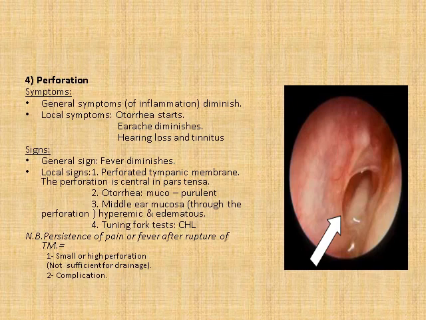What about the signs? The general sign, the fever subsides, no fever. Local signs, if you examine this patient, you will find a perforated drum in the pars tensa. Inside the external auditory canal, you will find the mucopurulent discharge, and you can also visualize the middle ear mucosa through the perforation, and it's usually hyperemic and edematous. If you perform the tuning fork testing, you will find the conductive hearing loss.